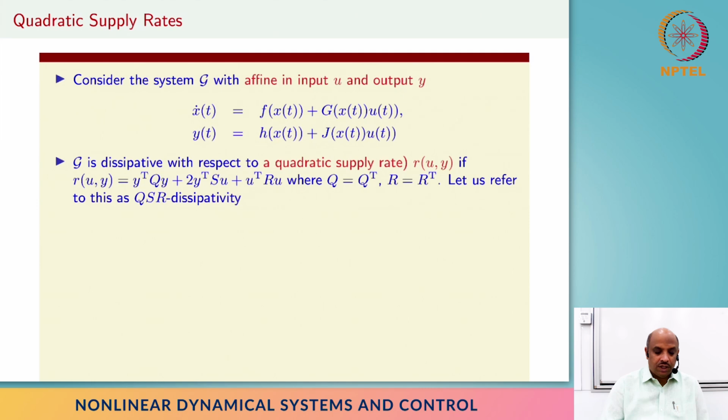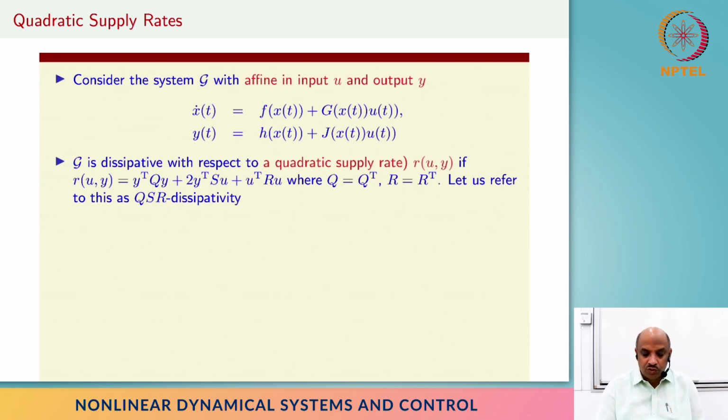So then we define this notion of quadratic supply rate. G is dissipative with respect to a quadratic supply rate R if R happens to be a quadratic form of u and y, specifically with respect to some symmetric matrix Q, and then some arbitrary rectangular matrix S depending on the dimensions of u and y. R of u and y is equal to y transpose Qy plus 2y transpose Su plus u transpose Ru.